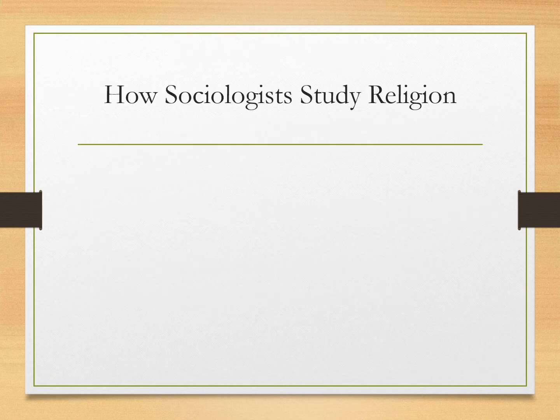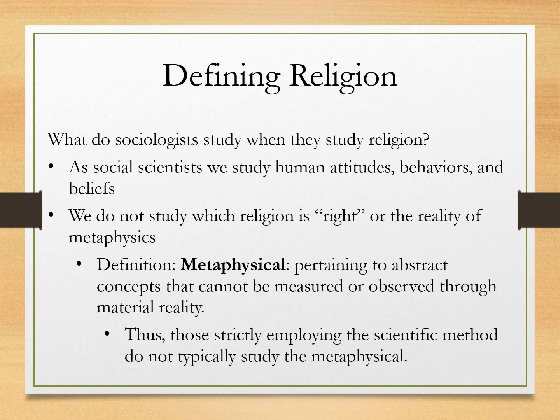Now we're going to look a little deeper into how sociologists study religion now that we have those base definitions. So, what exactly do sociologists study when they study religion? Well, as social scientists, we are in the business of studying human attitudes, behaviors, and beliefs. We do not study in sociology which religion is quote-unquote right or the reality of metaphysics.